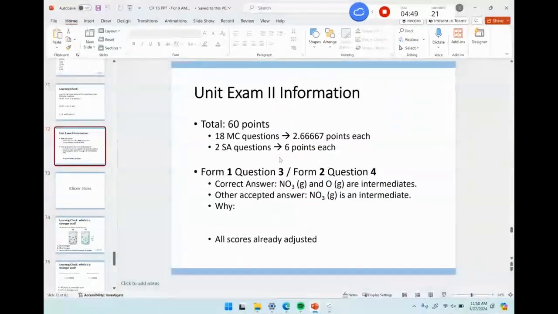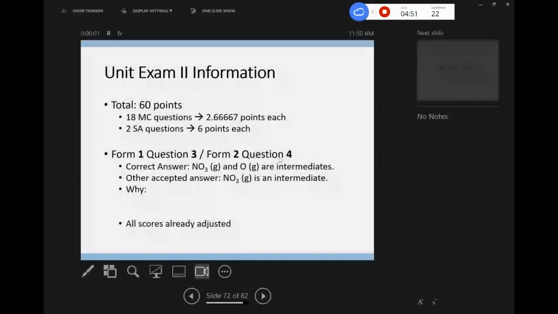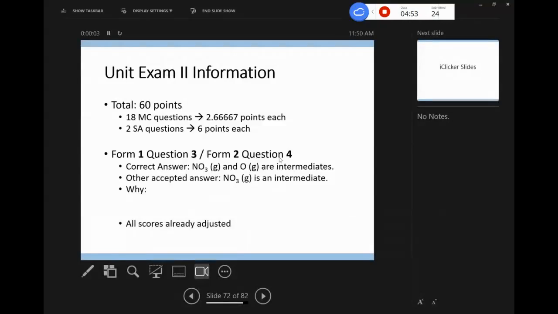Okay, so it was out of 60 points. There are 18 multiple choice questions. Each multiple choice question was worth 2.666667 points. And then the 2 short answer questions are worth 6 points each. I'll explain this when we come back just because we don't have time. But one of the questions I accepted 2 answers. On form 1 it's question 3, on form 2 it's question 4.